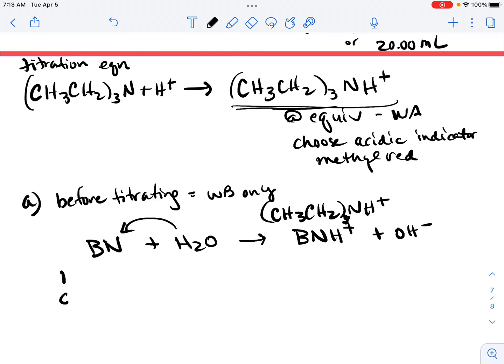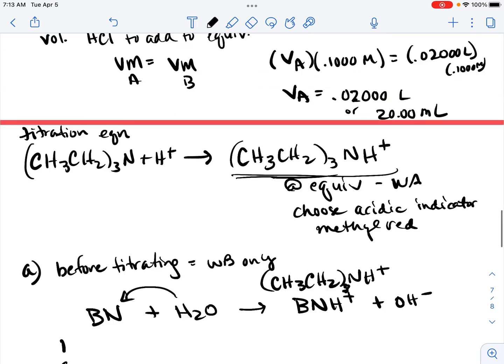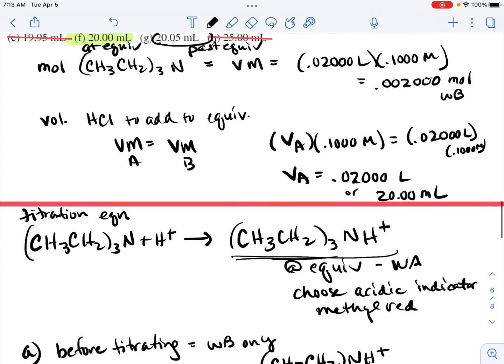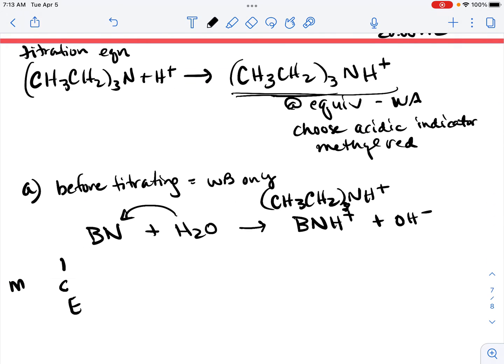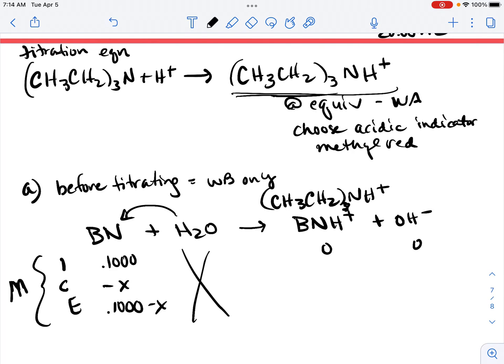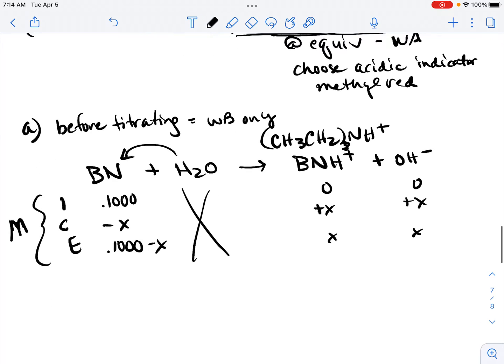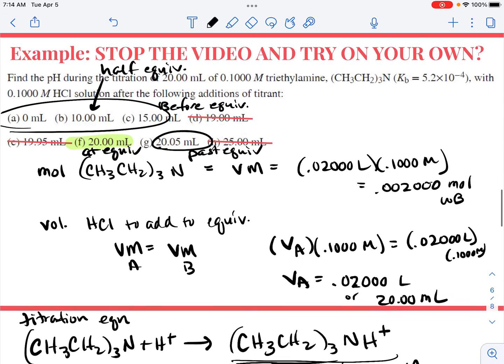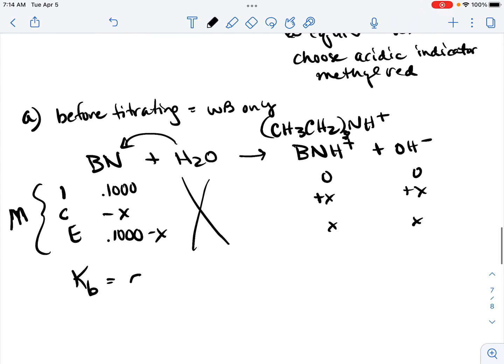But technically now this is a weak base, so I'm going to ICE it. I was given my initial molarity as 0.1 molar, and remember this has to be in molarity, capital M. So this was 0.1 molar. I'm not worried about the water. There's neither of those. This is going to be 0.1 minus X. These are both plus X. And now this is a base, so I'm going to use Kb equal to, they told me, 5.2 times 10 to the negative fourth.